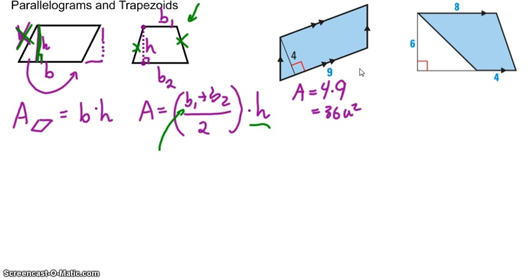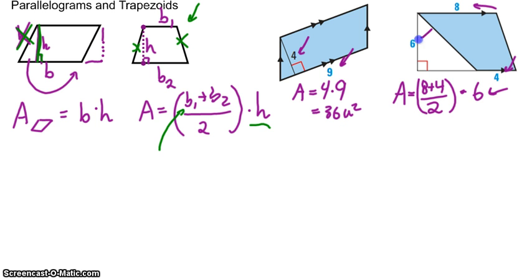For the parallelogram, we had a base of 9 and a height of 4. So 4 times 9, that is 36 square units. What about the trapezoid? Let's see. Base 1 is 4 and base 2 is 8, or vice versa. So we have 8 plus 4 divided by 2, and then times the height, which is 6, right there.